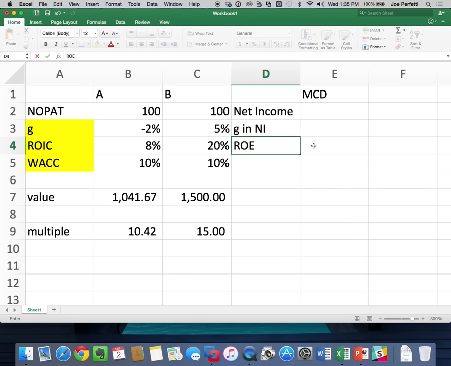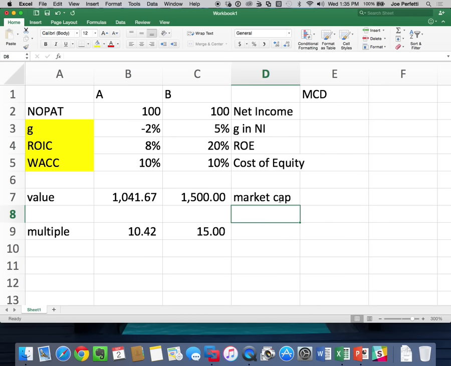ROIC becomes ROE, and WACC becomes cost of equity. And instead of value, I get market cap, just the value of the equity, not the enterprise value of the business. So I can use the exact same formula, but I can actually do a real-world PE, where the first version is more towards enterprise value multiples. All right, something we'll talk about more.